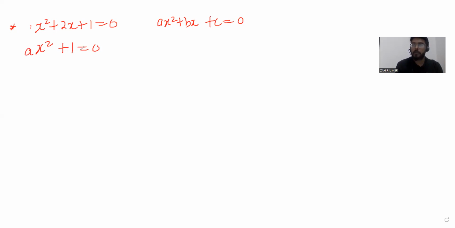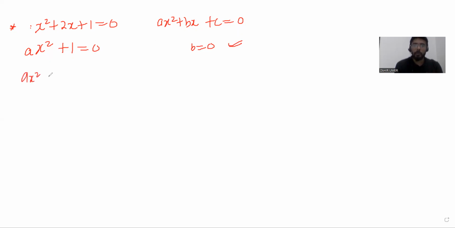First, I want to recall for you that this is a quadratic equation: x square plus 2x plus 1 is equal to 0, because here it matches ax square plus bx plus c. The general form of a quadratic equation is ax square plus bx plus c is equal to 0. Again, this is also a quadratic equation, and in this case too. So here we find that b is equal to 0 does not cause any problem in a quadratic equation.